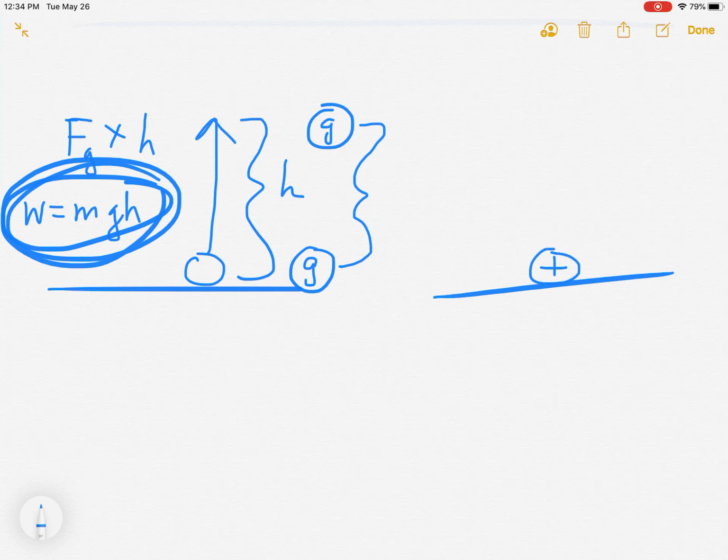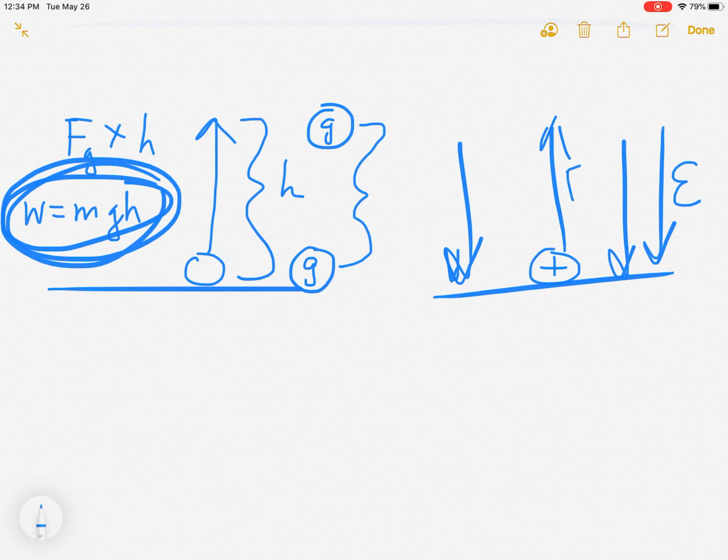And by the same token, if you want to move something in a field, if you want to move a positive charge, and you have a field that's pushing downwards, so your field is this way, just like gravity, right? There's your E pushing down. Then you need to apply a force up.